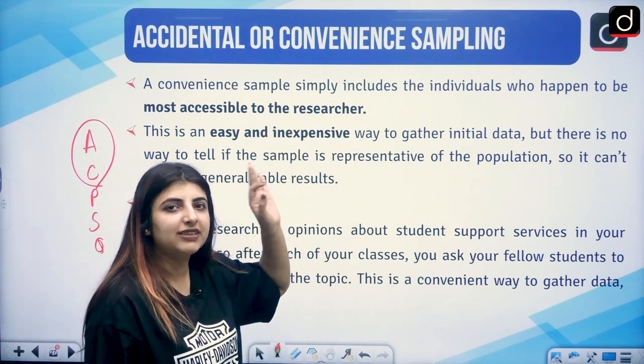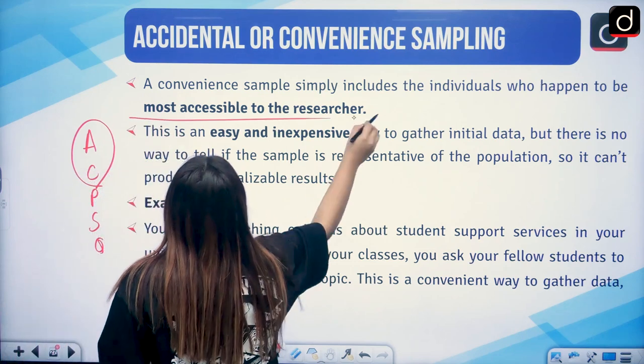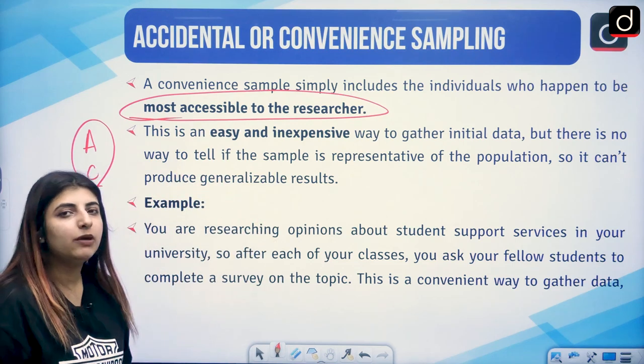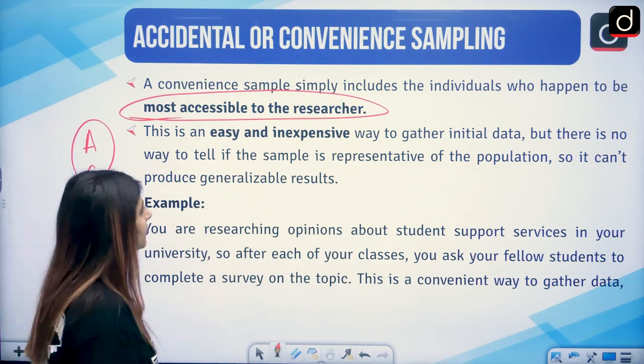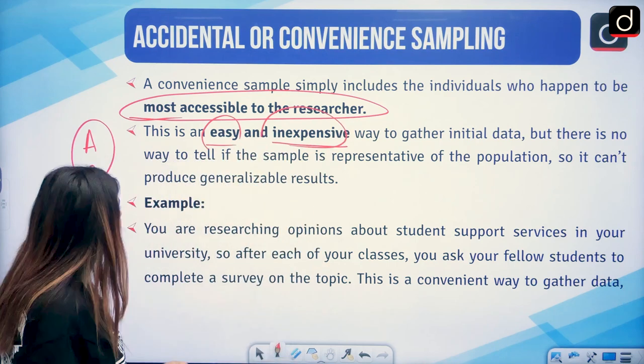Even the name suggests convenience. I am choosing people on my convenience. The people who are most accessible to the researcher will be chosen as the sample. Inexpensive and easy, because you know whom to target, of course.